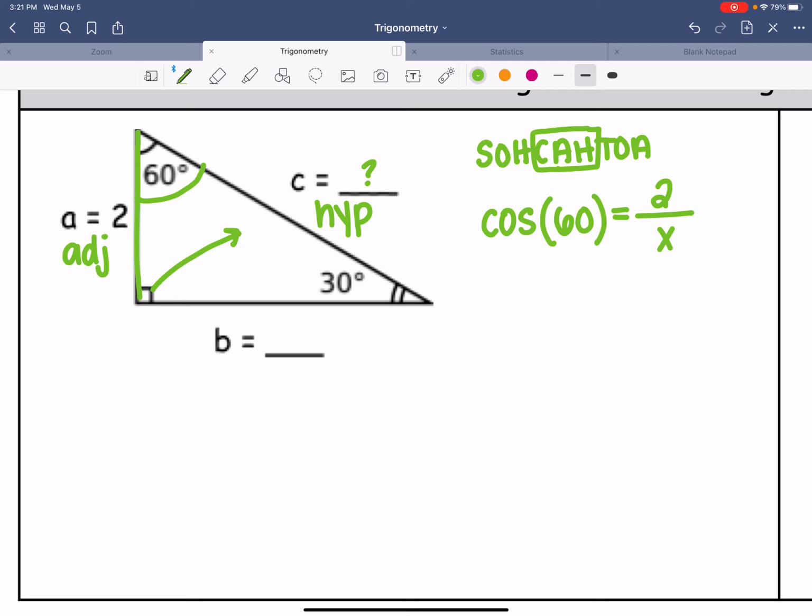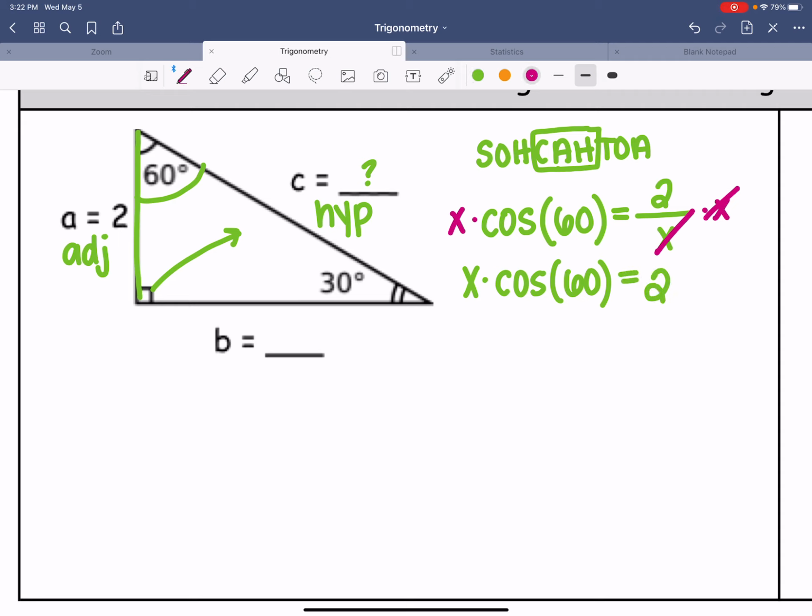Well, we need to solve for x, so going back to what we did when we were solving with trigonometric ratios, we're still just going to use the same process to get x by itself. So to start with, we're going to multiply by x on both sides to get it out of that denominator. That way it eliminates on the right side, and we're left with x times the cosine of 60 degrees equals 2.